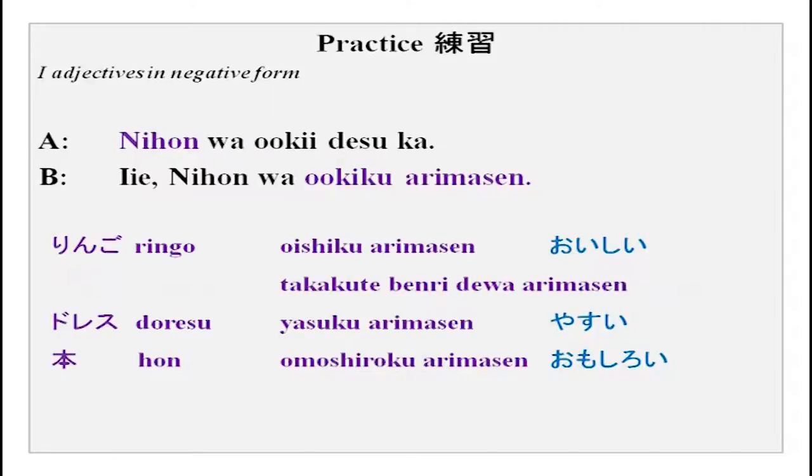Kuruma wa takai desu ka? So you want to say it is takai or it was takai, but it is not as benri or as convenient as I thought it would be. So well, kuruma wa takakute, this form you have done, and takakute benri de wa arimasen. So well, this is how you will make for I adjectives.